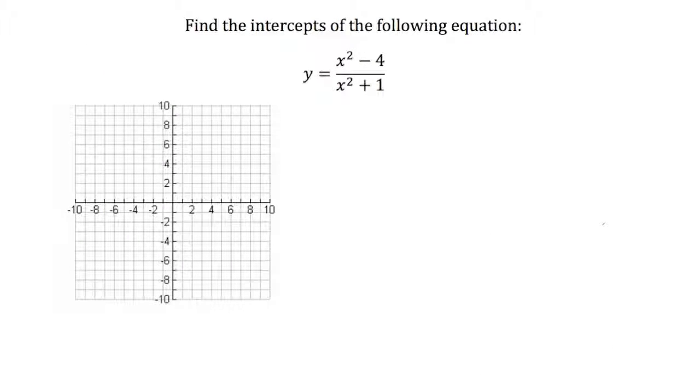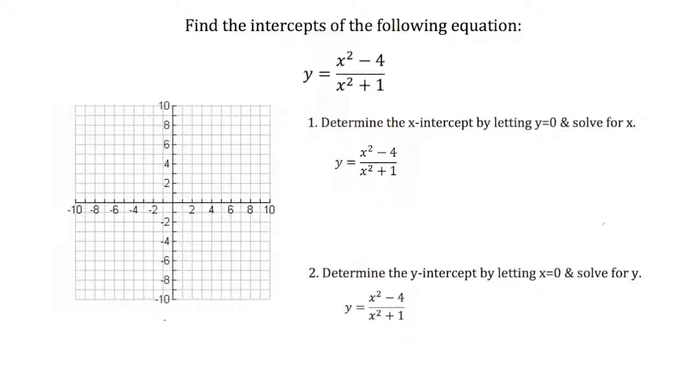Let's try one more example that asks us to find the intercepts of the following equation. In this example, we are asked to find the intercepts of y equals x squared minus 4 divided by x squared plus 1. We know from the previous example that we first need to determine the x-intercept by letting y equal 0 and solving the equation for x. Secondly, we need to determine the y-intercept by letting x equal 0 and solving the equation for y. First, let's solve the equation for x.